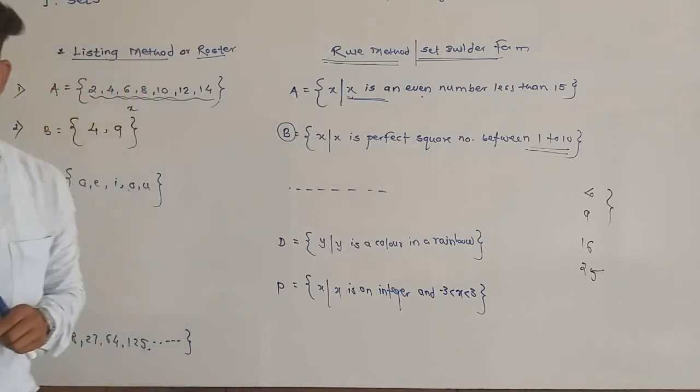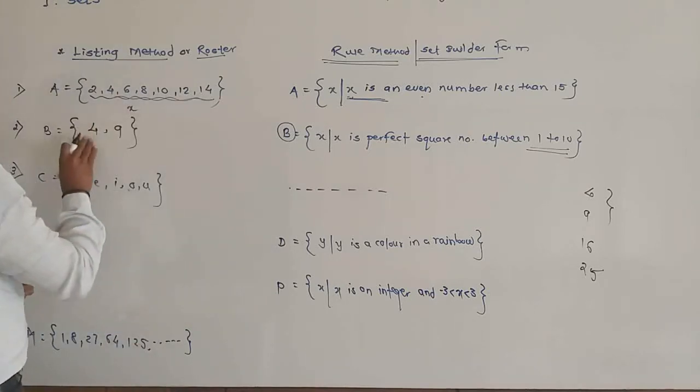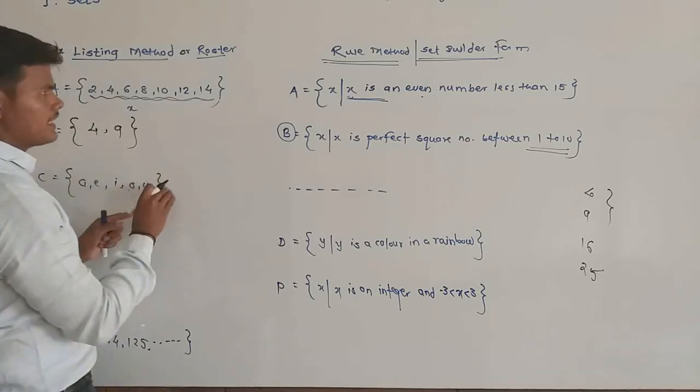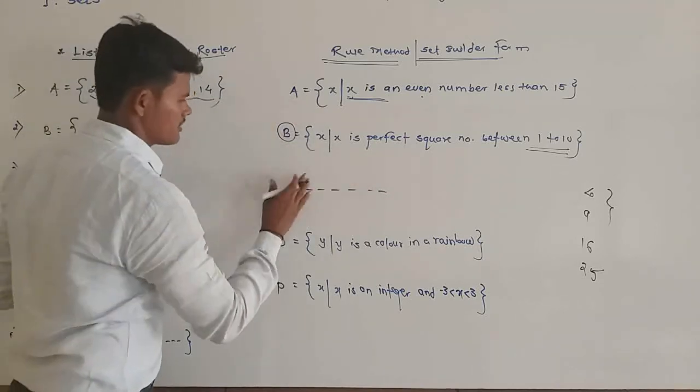Okay, rule method मध्ये आपल्याला एक्झाम्पल दिलं होतं ते आपल्याला लिस्टिंग मेथड मध्ये लिहायचं होतं. आता नेक्स्ट एक्झाम्पल दिले आहे ते आपल्याला लिस्टिंग मेथड मध्ये दिले आहे. They are given an example in the listing method. Now we have to write it by using a rule method. So let's see.